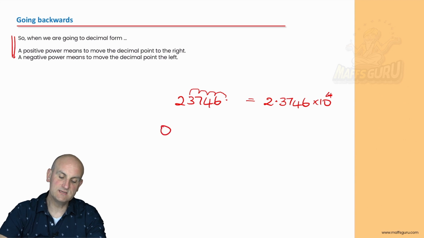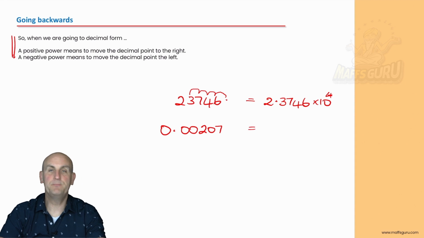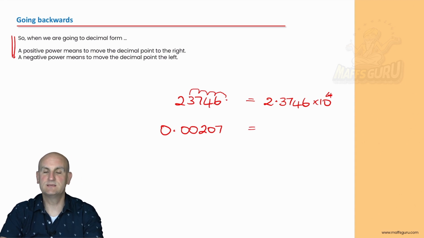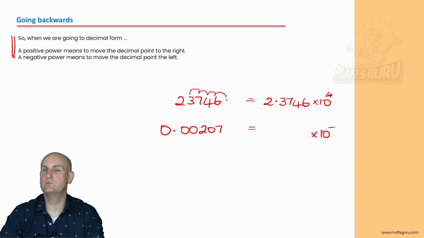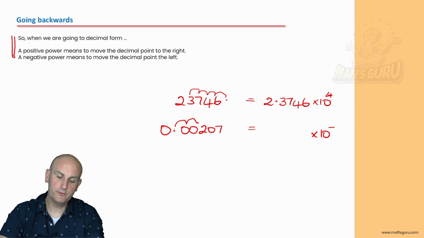What other number can we have? 0.00207. Again, people get confused with this one because I'm now going to move my decimal point to the right. So it's going to be a negative floaty number. So I've got times 10 to some negative floaty number. Where am I going to put my decimal point, after the 2 or after the 7? Well, hopefully you've answered after the 2, because it has to go after the first non-zero number. So it's only going to move 1, 2, 3 places. So firstly, that's minus 3.